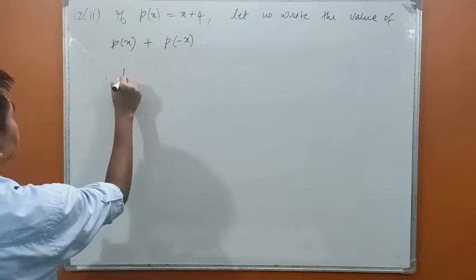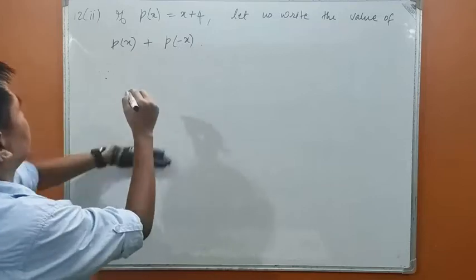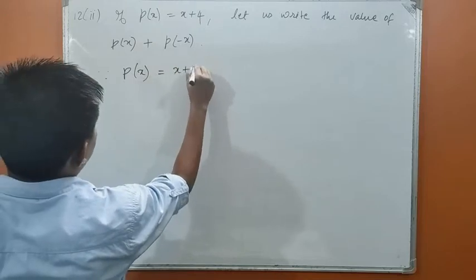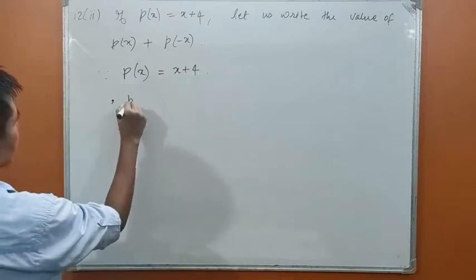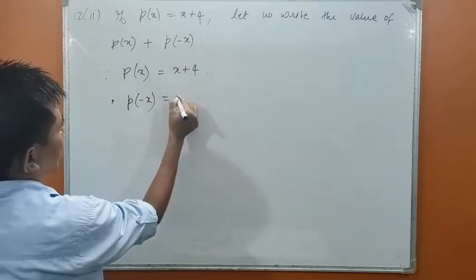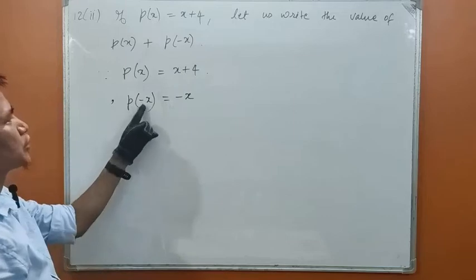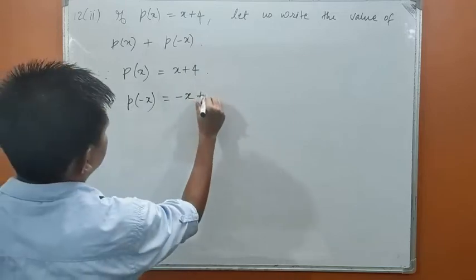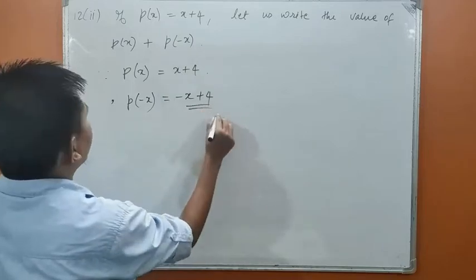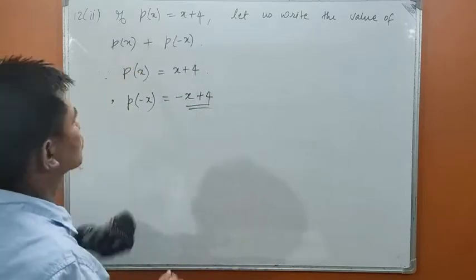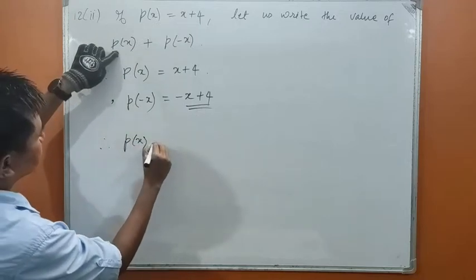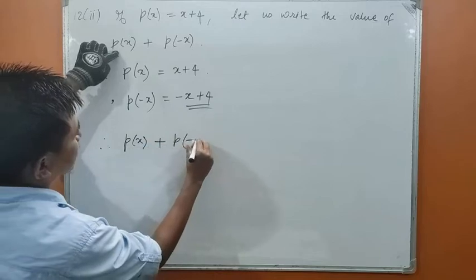Since p of x equals x plus 4, this is the given condition, p of minus x can be written as, instead of x we write minus x, because we have minus x here, plus 4, isn't it? So p of minus x is minus x plus 4 and p of x is this. So therefore we add p of x plus p of minus x, isn't it?